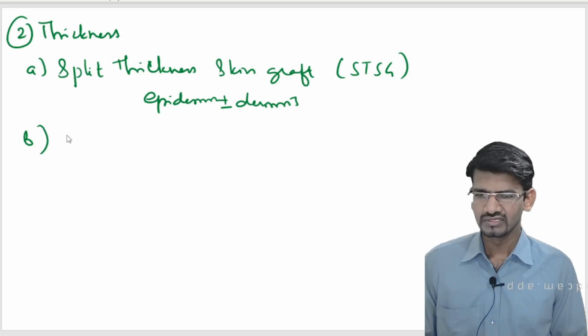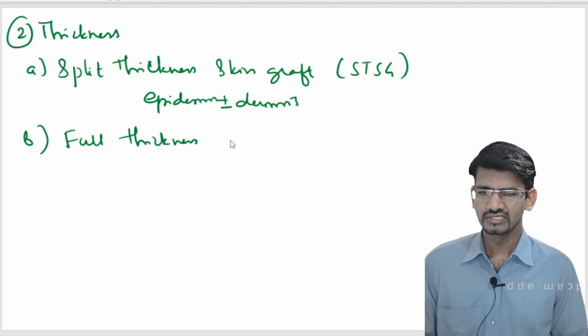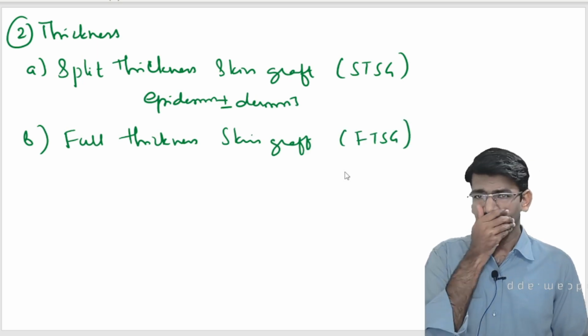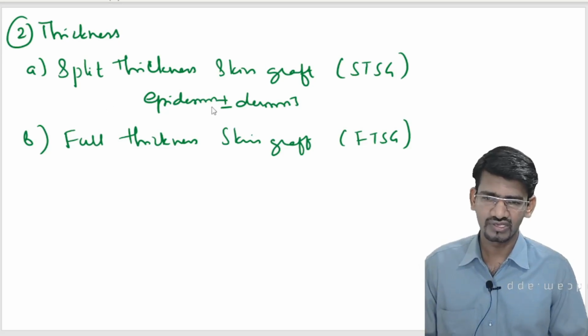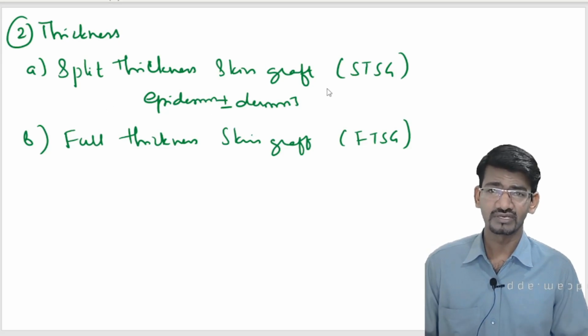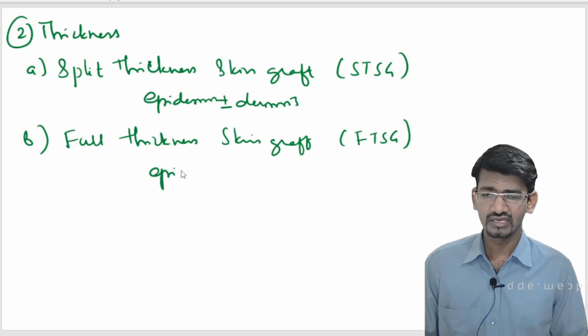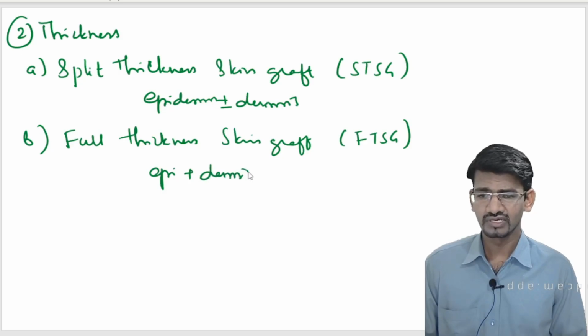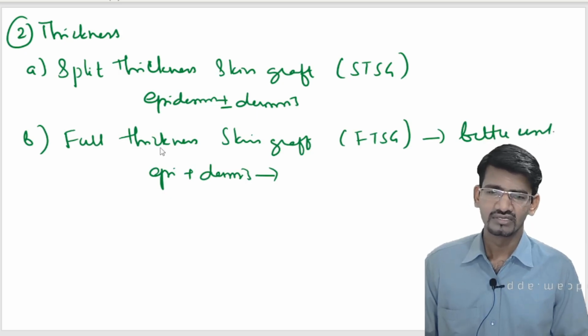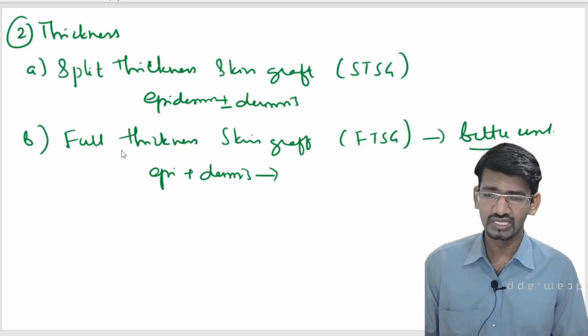And another one is the full thickness skin grafting, FTSG. In the split thickness, we consider only the epidermis and some part of the dermis is taken. But in the full thickness, we take the epidermis plus the whole portion of the dermis. So this gives a better result. The success rate is high with the full thickness.